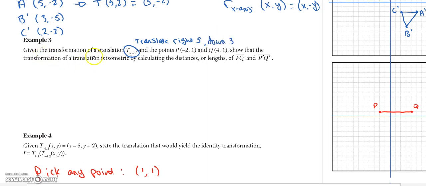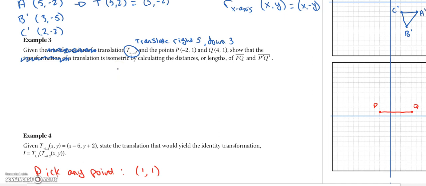So given the transformation, which is a translation T(5, -3), and the points P and Q, show that the translation is isometric by calculating the distances, or lengths, of PQ and P'Q'. This probably makes it easier: given the translation of these points, show that the translation is isometric.